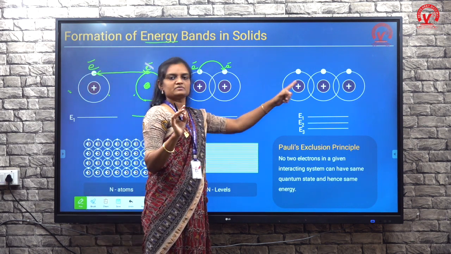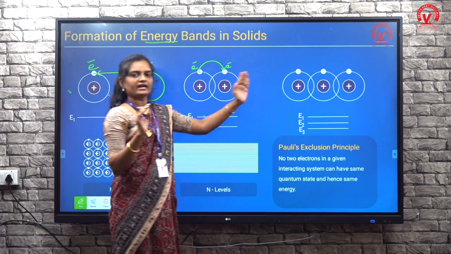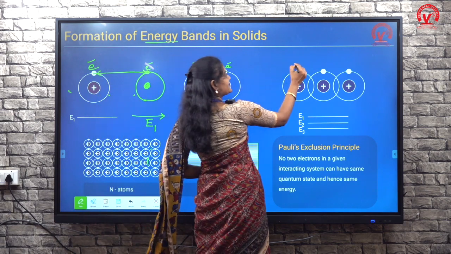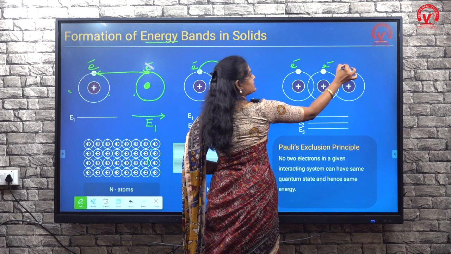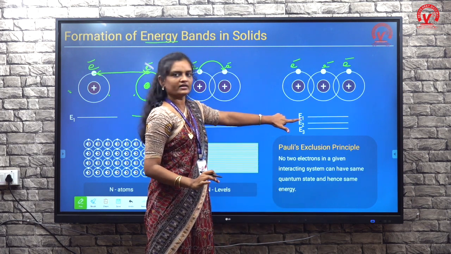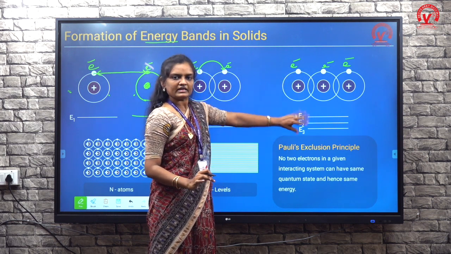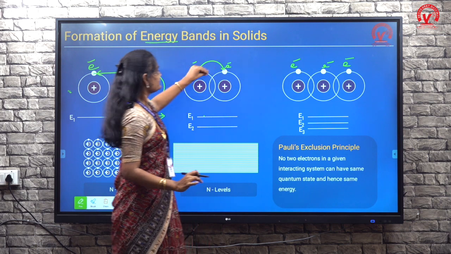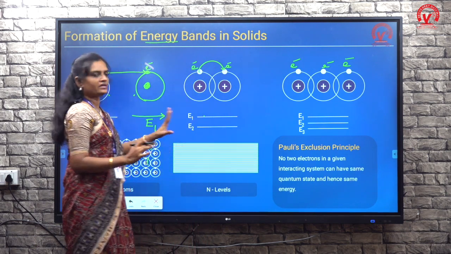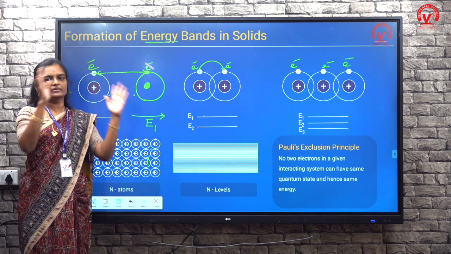Similarly, when three atoms are brought together, what happens now? Here this is an electron, this is an electron, and this one is also an electron. The energy level is split into E1, E2, E3. So when three atoms are brought together we get three energy levels, and when two atoms are combined in an interacting system, we get two energy levels.